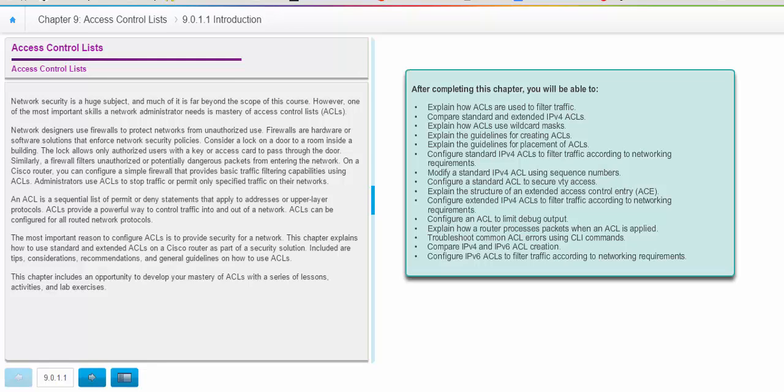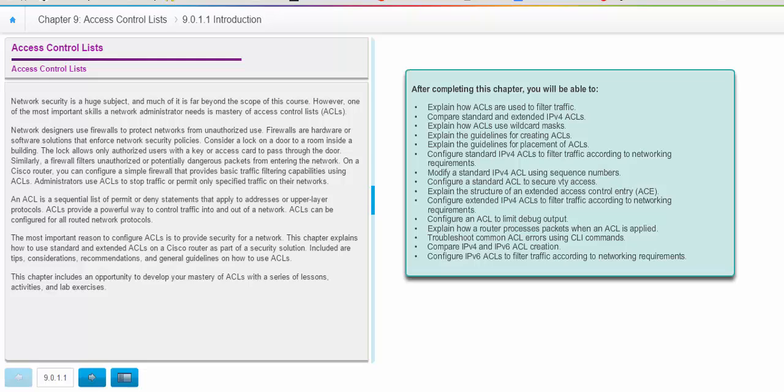Network administrators use these ACLs to stop traffic or to permit traffic, only specific traffic on their networks. So it's controlling what comes in, what goes out, exactly what type of information or type of packet comes in or out. An ACL is just a sequential list of permit or deny statements. That means I'm going to permit you to come in, or I'm going to deny you to come in or to go out, that apply to addresses or upper layer protocols.